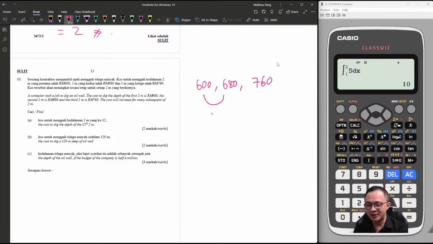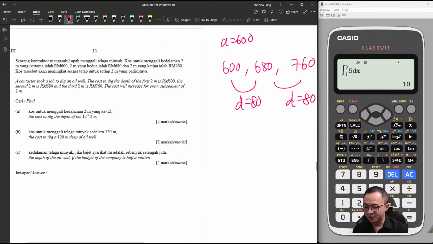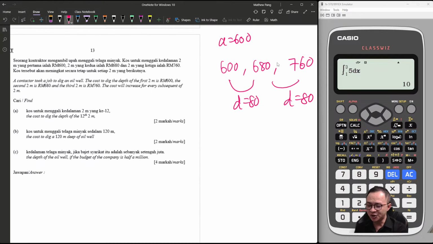Okay, so you can see the D is 80. The D is 80 here. So A is 600. Yeah, we have all the information we needed now. So right now, the cost to dig the depth of the 12th 2 meter. Every 2 meter, they will increase 80, right?